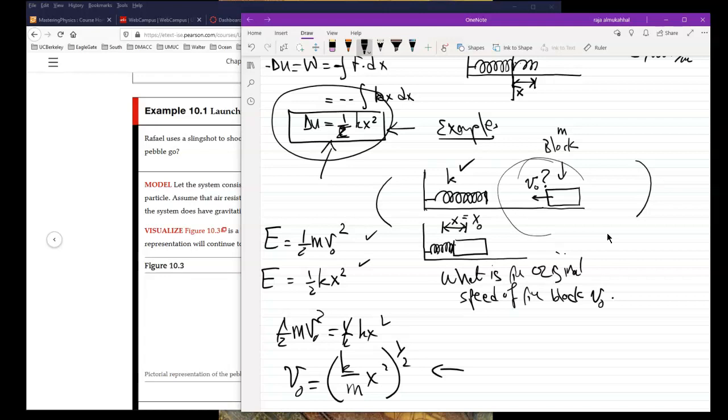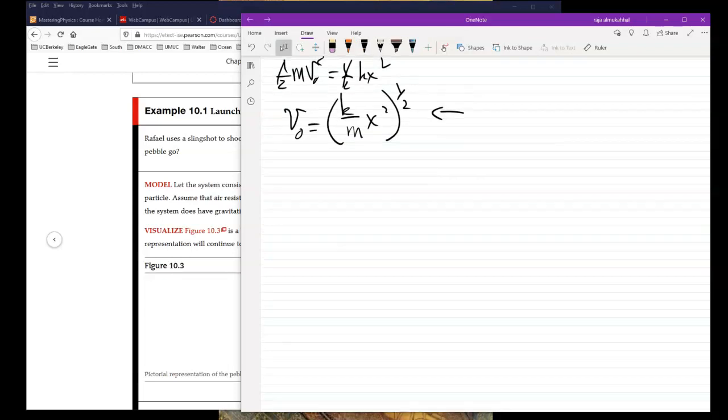Here is a more difficult one. The pendulum. The simple pendulum.